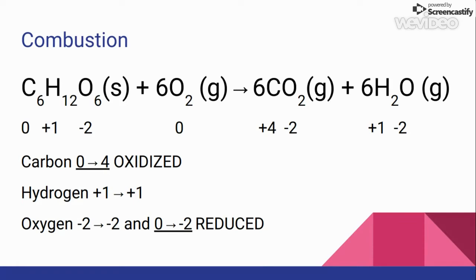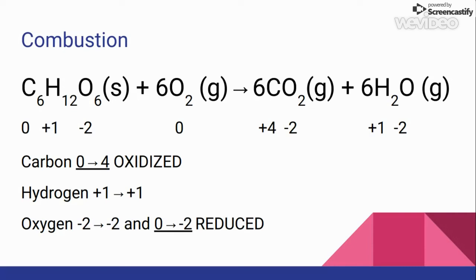C6H12O6. So starting with the glucose, we know oxygen is going to be -2. So -2 times 6 is -12. And then hydrogen is almost always +1. So 1 times 12 is 12. So we have a 0 total charge right now. So carbon has to be 0.